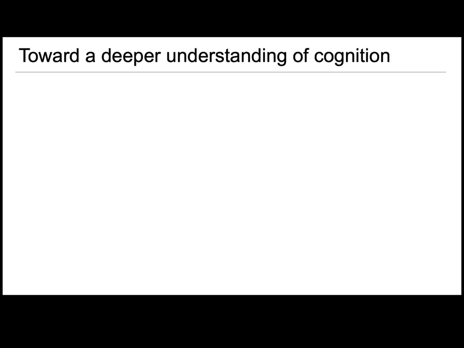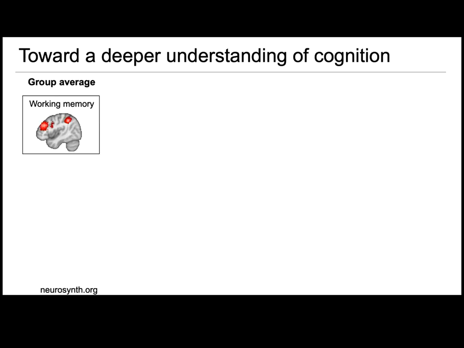I think there's 2 main reasons that we ought to care about this. The first is that it can lead us toward a deeper understanding of cognition. So we're at a point now with human functional imaging where we have a pretty good handle on the sort of general blueprint for human brain function and general maps for different cognitive domains.